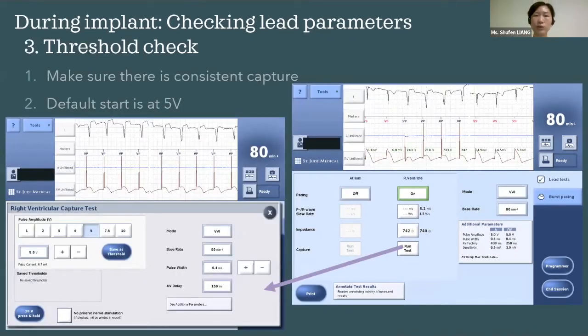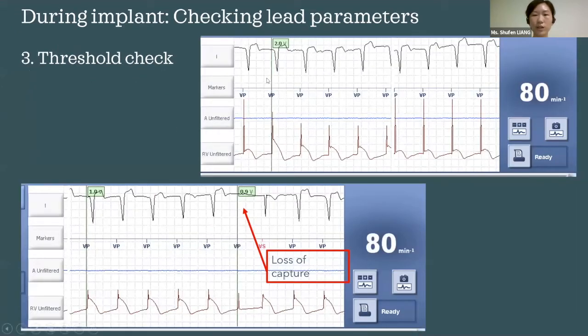Then of course, we do our threshold check. We want to make sure there's consistent capture. On the analyzers, usually they have a test run for the threshold. You can just put it on and start pacing. Usually we start at 5 volts and then come down. You want to make sure there is consistent capture. At 2 volts here, there is consistent capture. At 1, consistent capture. And at 0.9, there is a loss of capture.